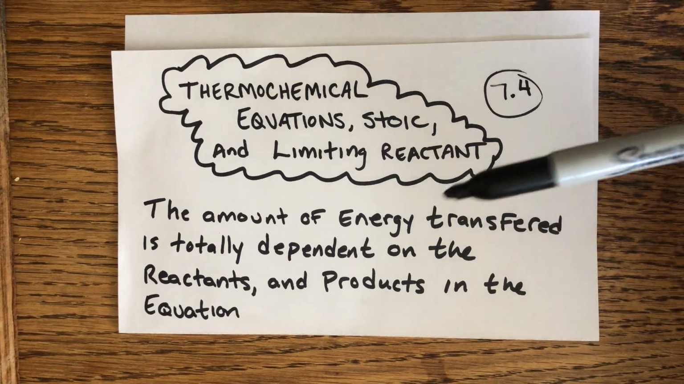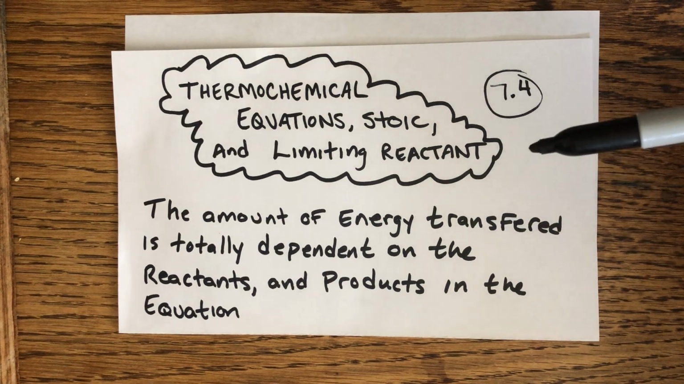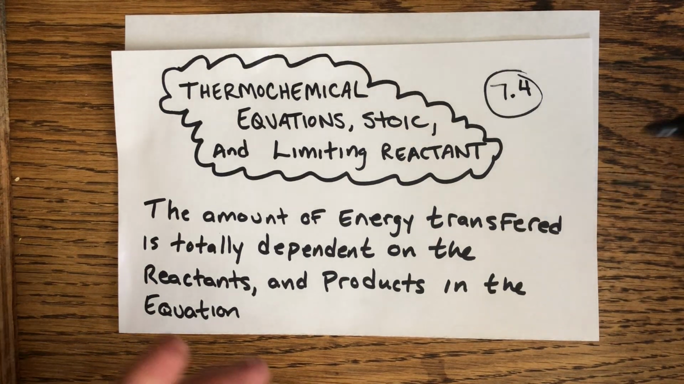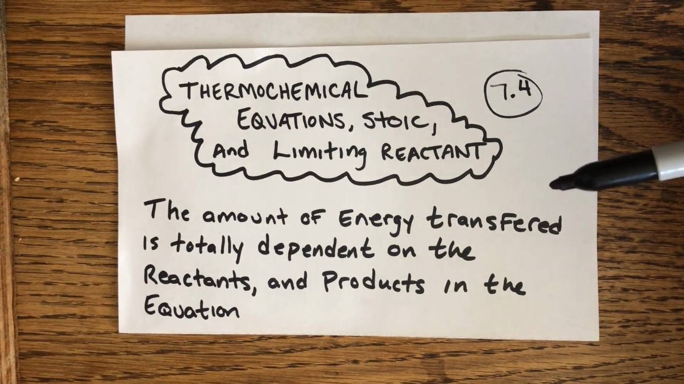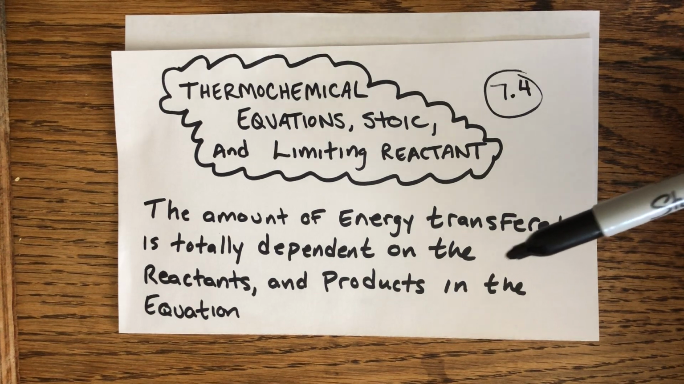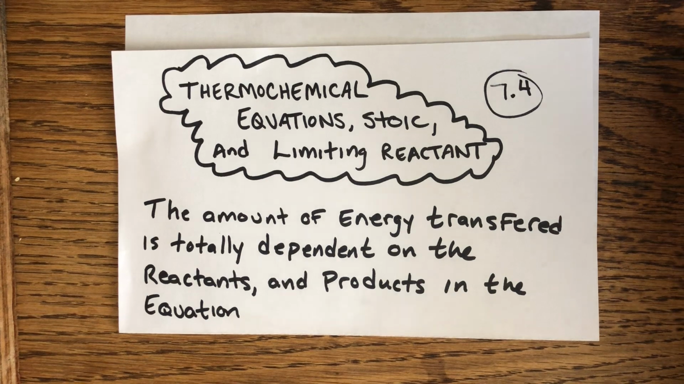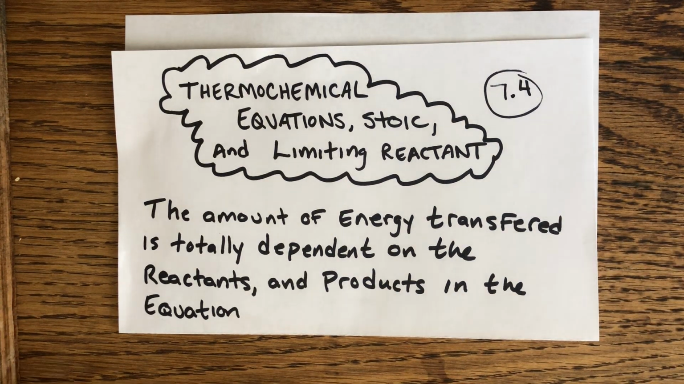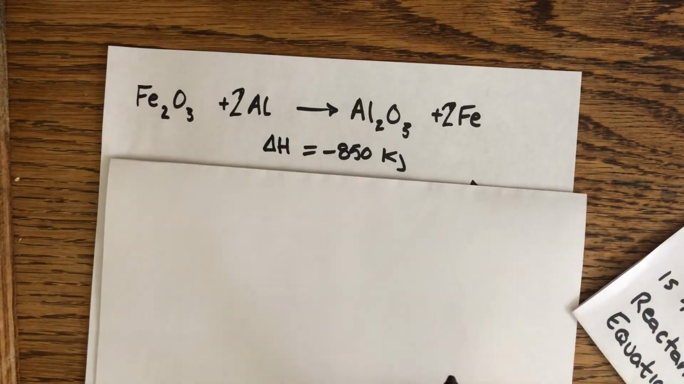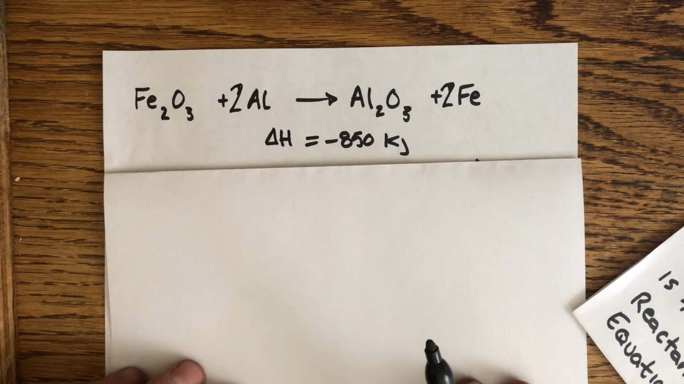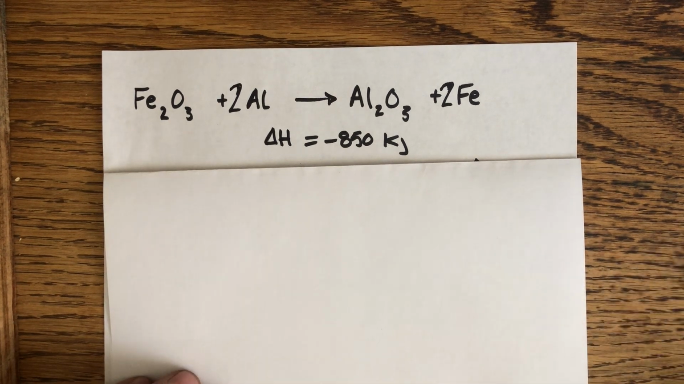The amount of energy transferred either out of an exothermic chemical reaction or required into an endothermic reaction is completely dependent on the amount of reactants and products in the equation. Okay, so let's just start by looking at a thermochemical equation. Here's a balanced thermochemical equation. This is a really interesting reaction.